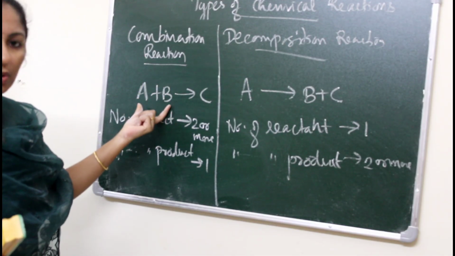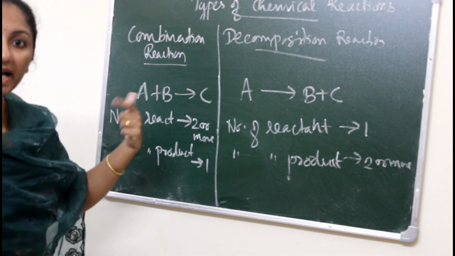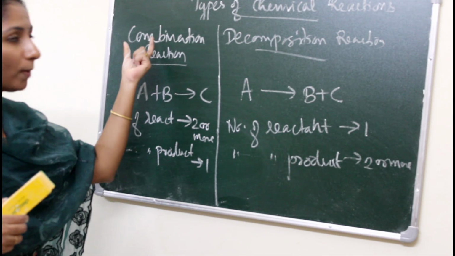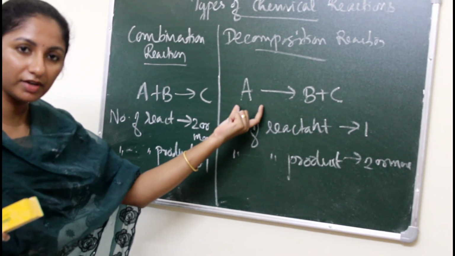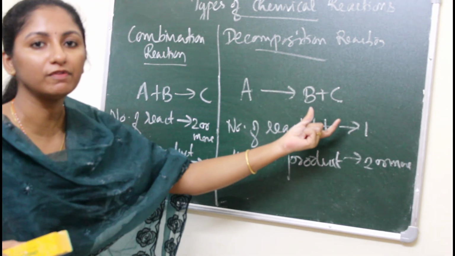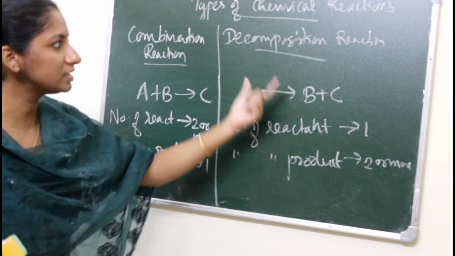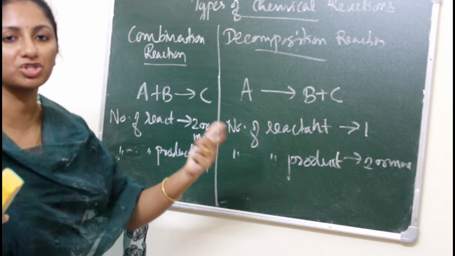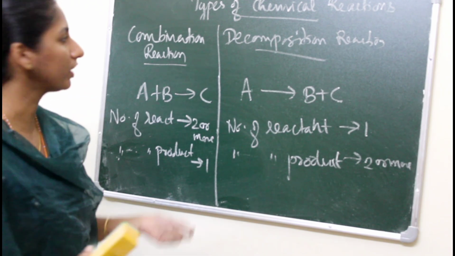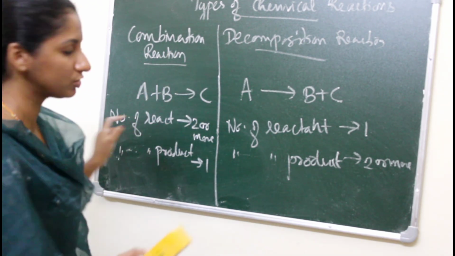That is, here two reactants are combining to give a single product. That's a combination. Here a single reactant is decomposing to give two or more products. That is decomposition. Okay, and we can do this decomposition by three methods: by application of heat, light or electricity. Okay, that's all about combination and decomposition reaction.